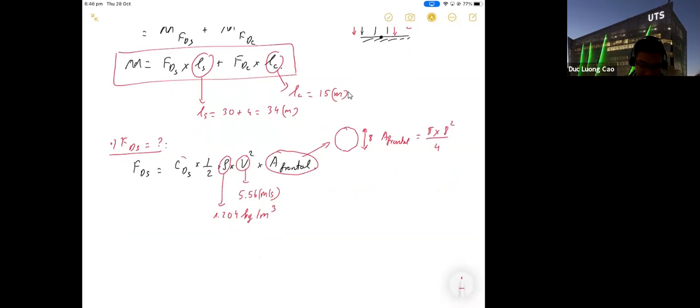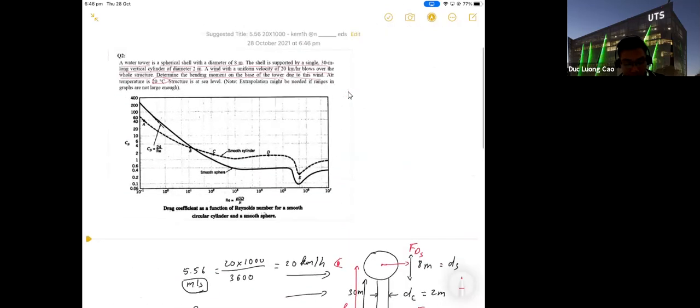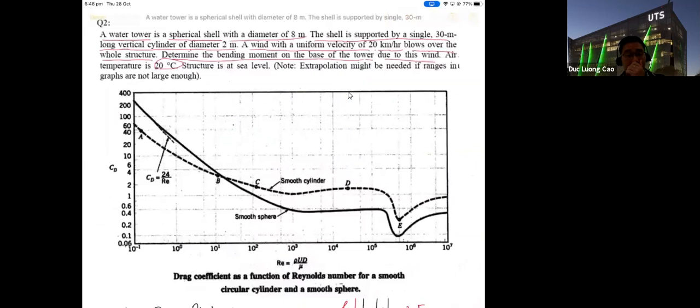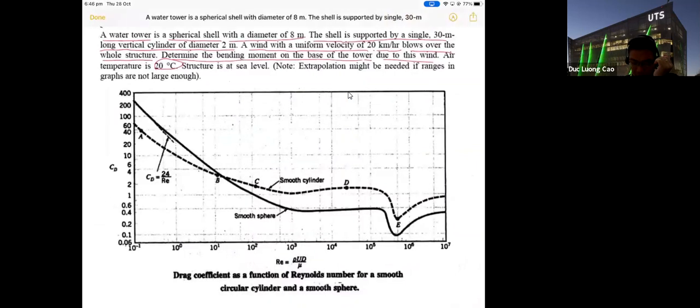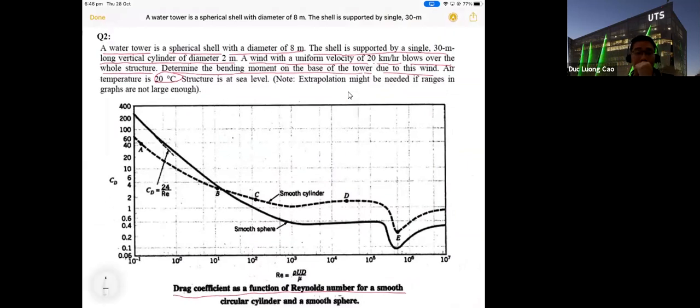How about CD? Drag coefficient of the sphere. From the question, we have this figure: the drag coefficient as a function of Reynolds number for the smooth circular cylinder and the smooth sphere. It means for the smooth sphere and smooth cylinder, CD depends on Reynolds number. So to find CD, you have to find Reynolds number.